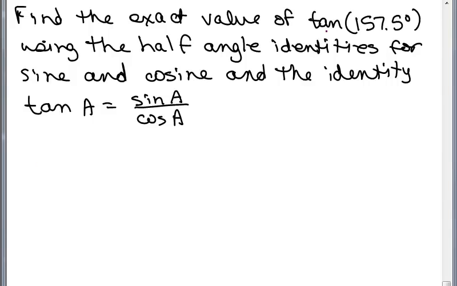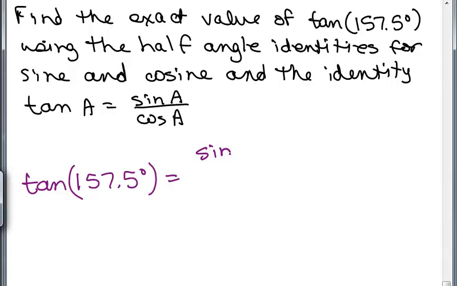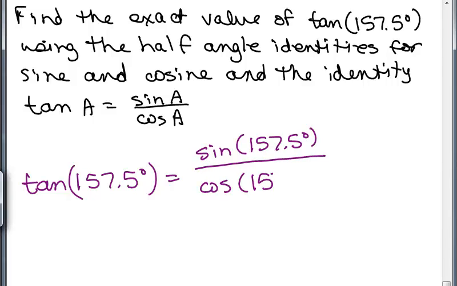All right, so we're trying to find the tangent of 157.5 degrees, but we're not using the half-angle identity for tangent. First, we're going to realize that the tangent of an angle is the same thing as the sine of that angle, so the sine of 157.5 degrees in this case, over the cosine of 157.5 degrees. Now 157.5 degrees is not a special angle, so we would have to use a half-angle identity for sine and a half-angle identity for cosine.